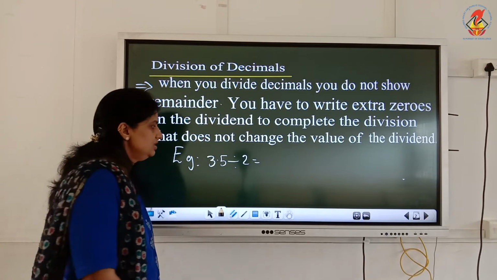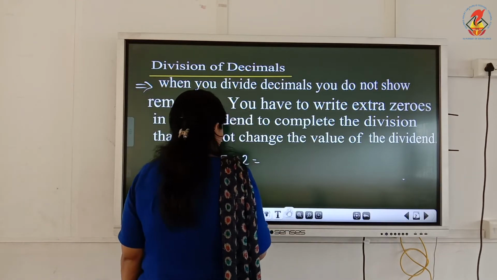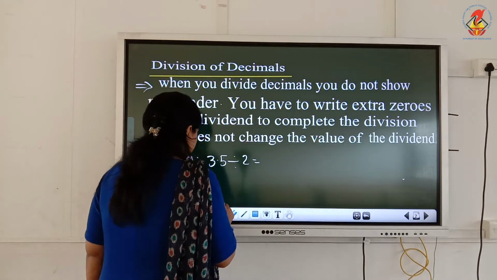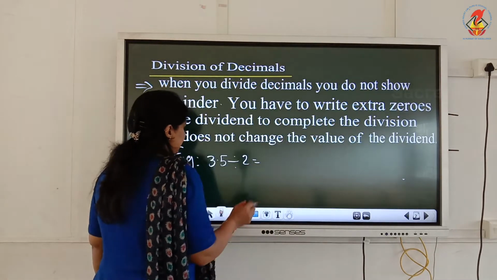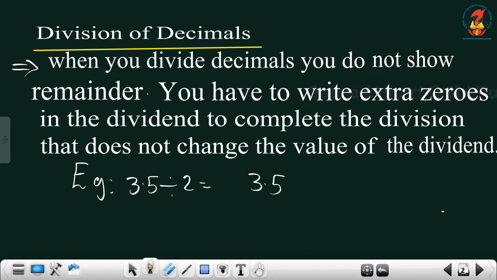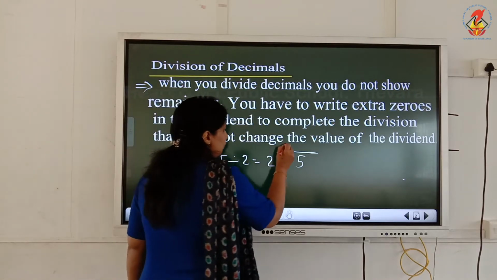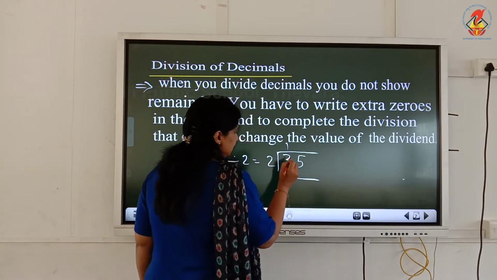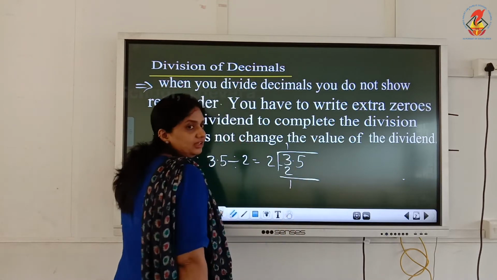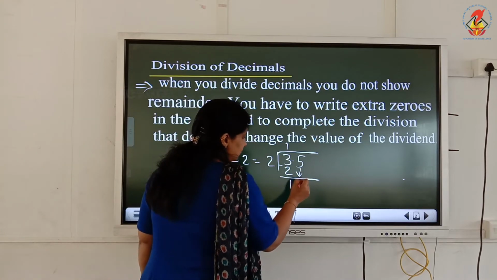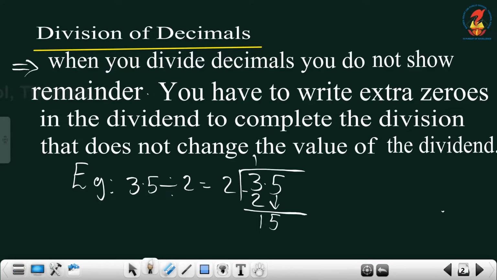I will show you how to do this. The example is 3.5 divided by 2. The first digit is 3 only, right? 2 ones are 2, we write it here. And the remainder is 1. The next digit down is 5. After that, I also need to put a decimal point here, because after 3 we have a point, right? In the quotient also we need to put a point.